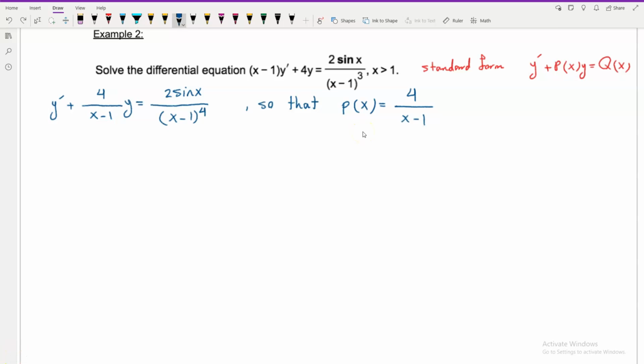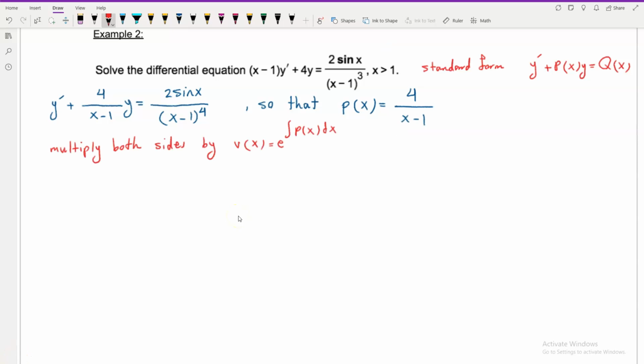Note that in this case this division is possible because what is given here is x is greater than 1. So we cannot have, for example, 1 for x. 1 minus 1 gives 0, and 4 over 0 will be undefined. So here x is greater than 1.